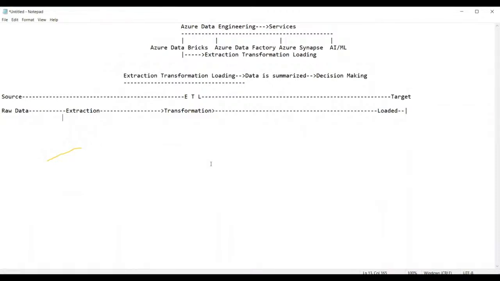Okay. So guys, is it clear for everyone what is ETL actually? Yes, guys, I want an answer, please.